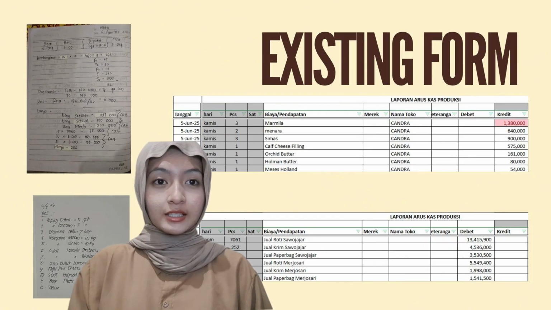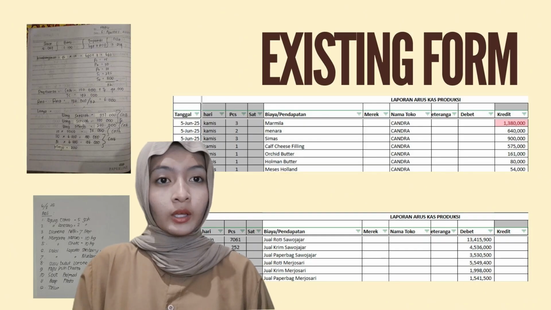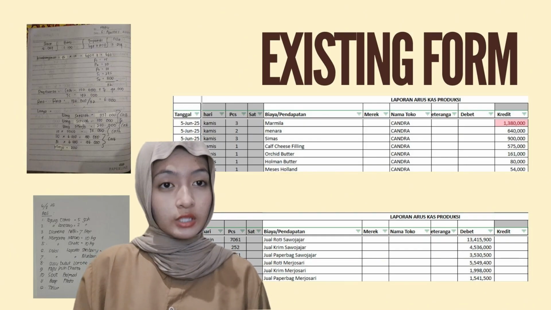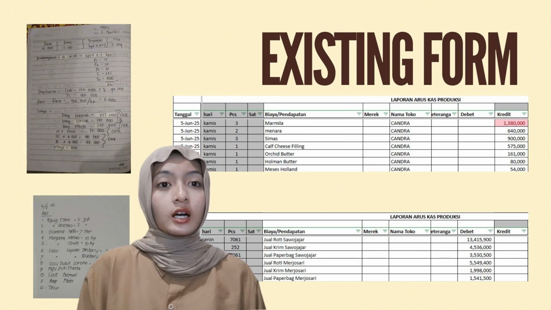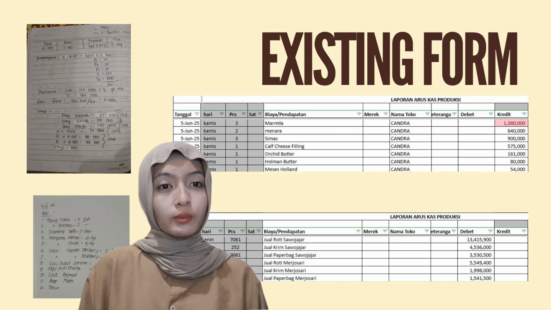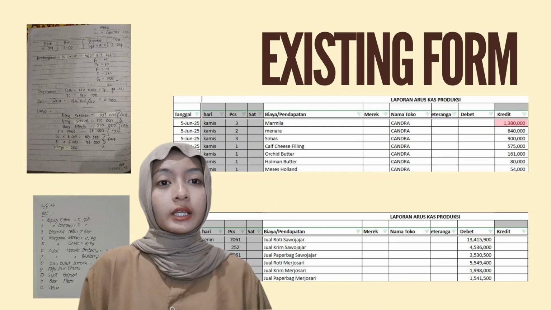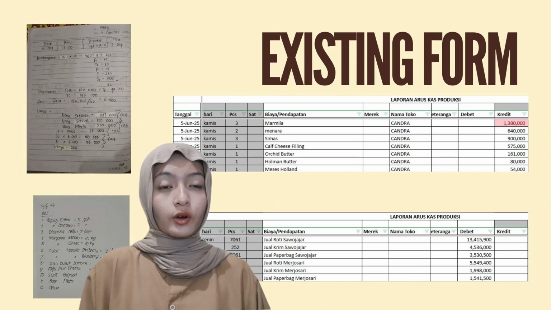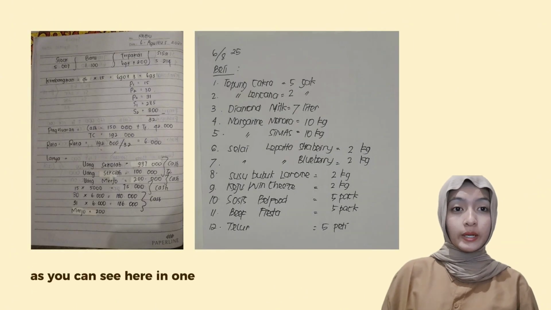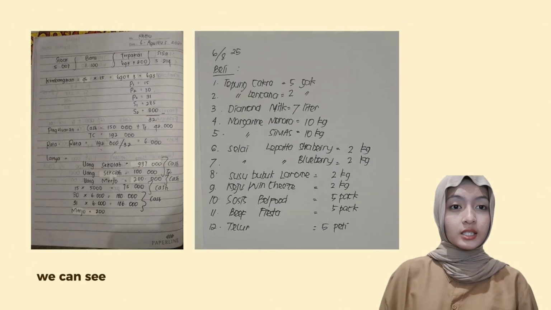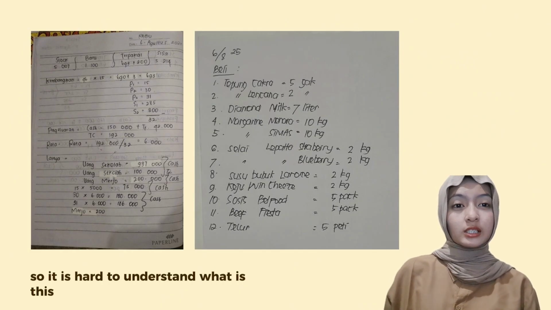Now I will talk about the existing forms. Overall, the existing forms are still very simple and informal. Most of them are handwritten in the transaction book or even on paper, and they are not standardized. They do not have a title or numbering, and the information provided is not enough. Therefore, the existing forms are incomplete, unclear, and not reliable for proper internal control and transaction tracking. As you can see here in one page of the transaction book, we can see a lot of data, and it is mixed, so it is hard to understand what this data is used for.